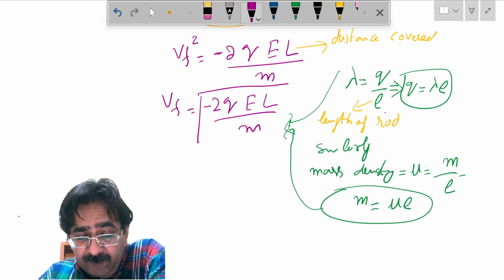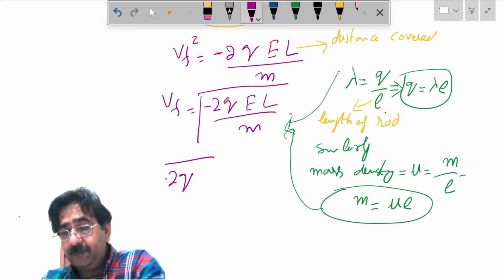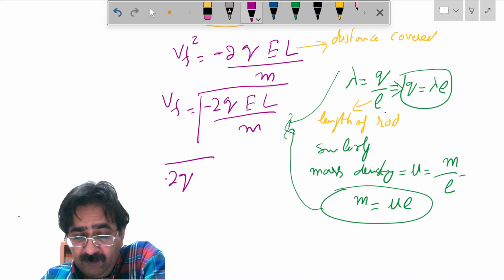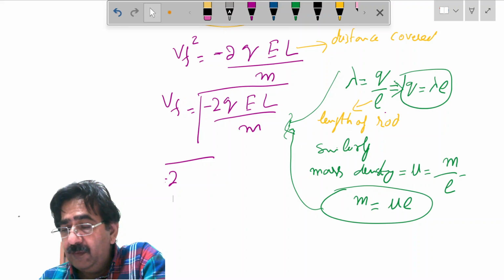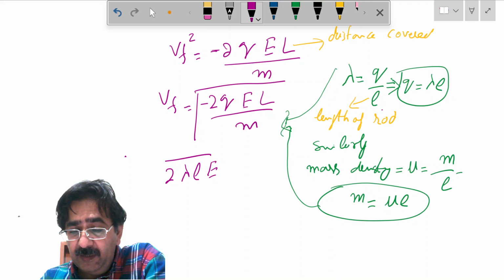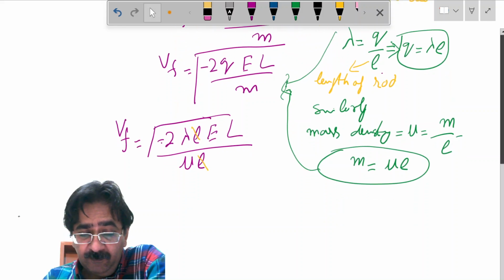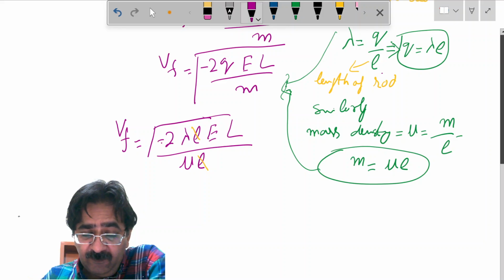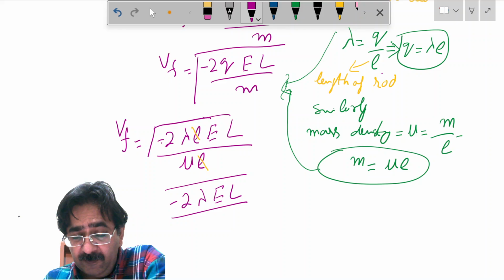Putting all these values here, VF will become the square root of minus 2Q, minus Q. This will be equal to, Q is lambda L, E L, and mass is mu L. This L will be cancelled with this, and VF will be equal to the square root of minus 2 lambda E L over mu.